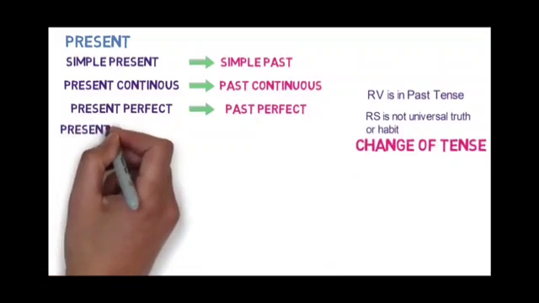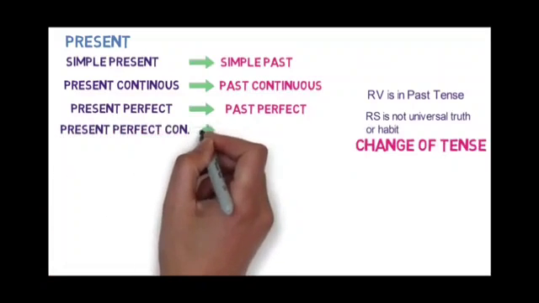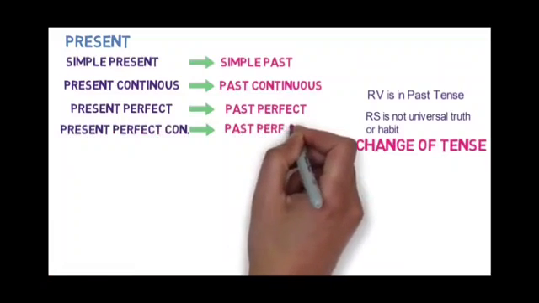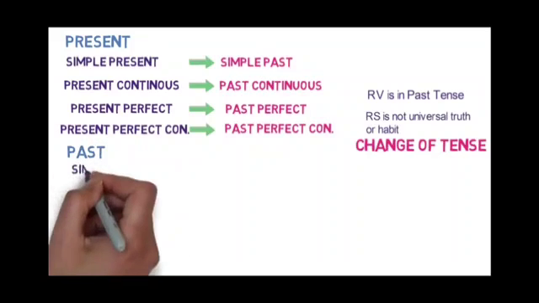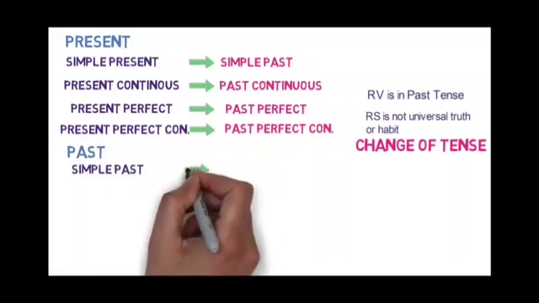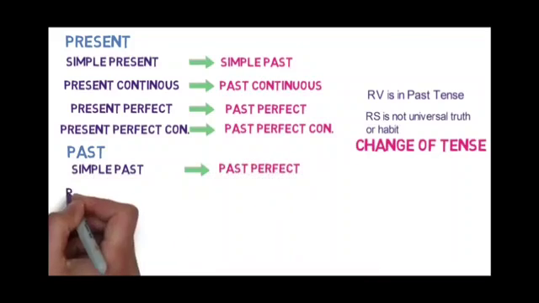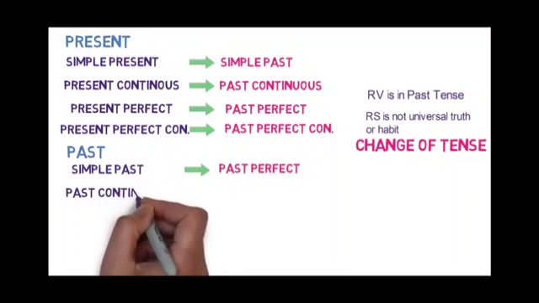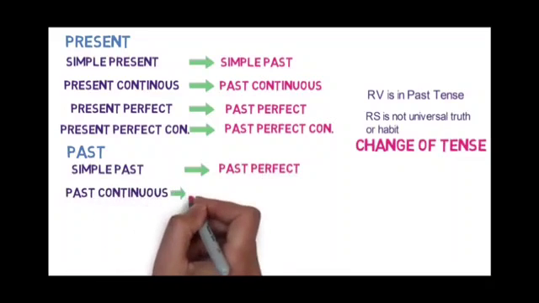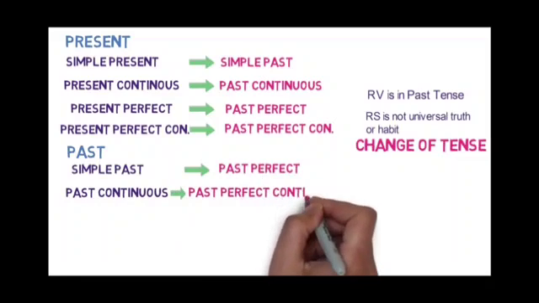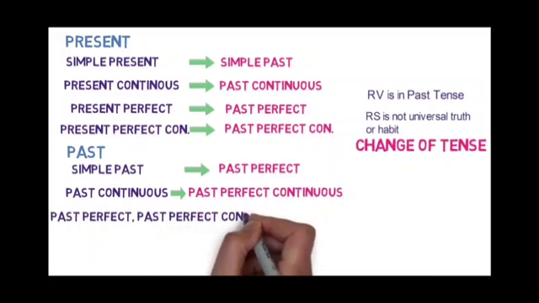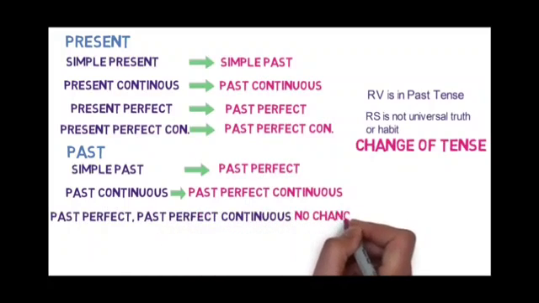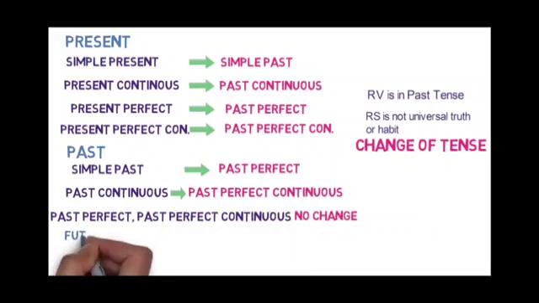Simple present will change into simple past. Present continuous will change into past continuous. Present perfect will change into past perfect. Present perfect continuous will change into past perfect continuous. Simple past will change into past perfect. And past perfect never changes, it remains as it is. Past continuous will change into past perfect continuous.